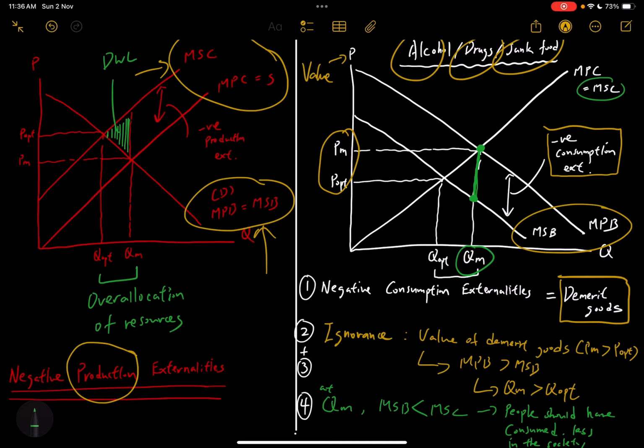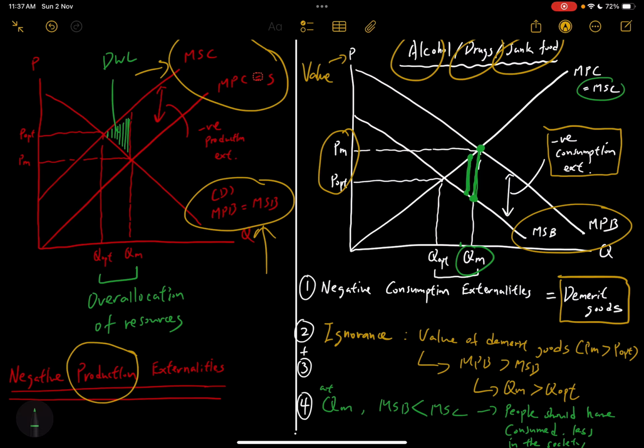But what if we reduce the quantity a little bit? Let's say we reduce the quantity by a little bit, not at QM now. Let's say the quantity now is a little lower compared to QM, like here. What's going to happen? Well, as you can see, even if you're at a lower quantity, like here, the MSC is still bigger than MSB. So the idea is giving us something. It means that we need to keep reducing the consumption, because even at a lower quantity like this, we can still find a deadweight loss, like here.